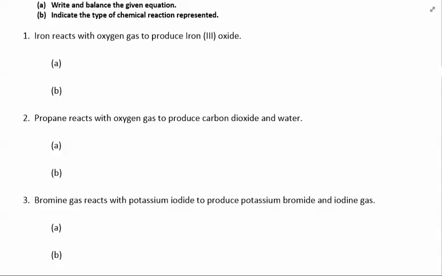So what I would like for you to do is write out the chemical reaction for letter A, balance it, and then write the type of your reaction in letter B. Propane is C3H8 to help you out with that one.